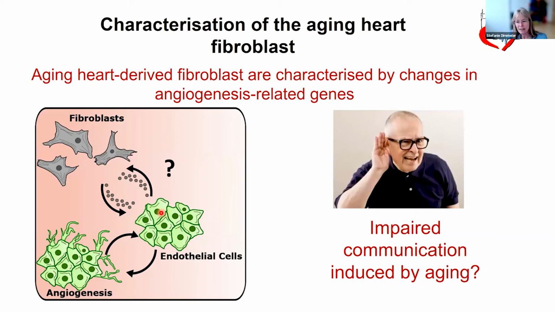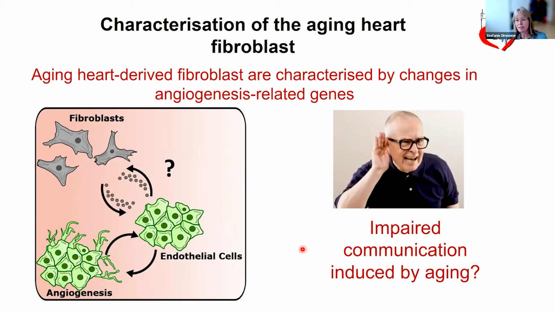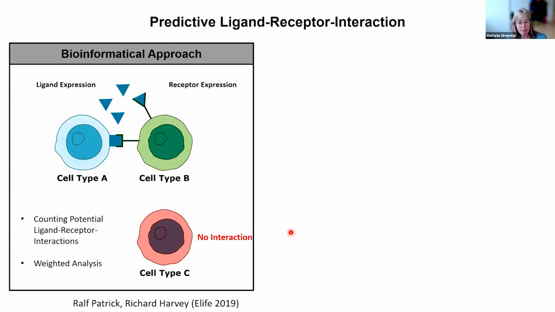And we hypothesized that maybe in the aging heart there might be an impaired communication, as you also have it in humans, who can no longer listen and maybe also not talk adequately. Maybe also in the aging heart there might be a miscommunication happening in these situations. To get some insights whether cell communication might indeed be affected, we used again a bioinformatic tool.